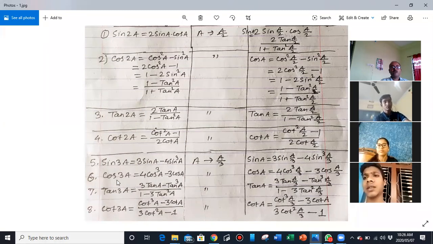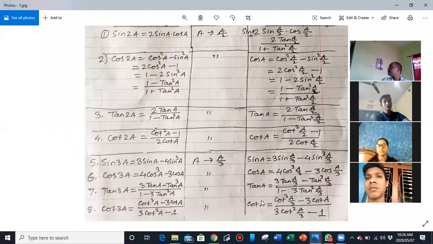In the same way, cos A will be found like this. Compare left and right: left side multiple angles, right side sub-multiple angles. Substitution is like this: A is replaced by A by 3. So the second formula will be cos A equal to 4 cos cube (A by 3) minus 3 cos (A by 3). In the same way, tan A will be 3 tan (A by 3) minus tan cube (A by 3) upon 1 minus 3 tan square (A by 3). This is the sub-multiple form of tan 3A.